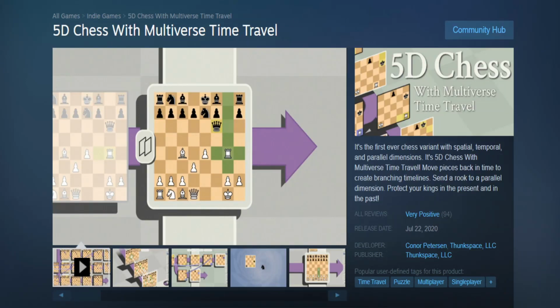5D Chess with Multiverse Time Travel by Connor Peterson and Thunkspace LLC just released to Steam on July 22nd, at the time of recording, yesterday. Since this is a somewhat complicated game and it doesn't include an in-game tutorial, I thought that I would make one, in hopes of helping you better understand the game and how the different pieces move.